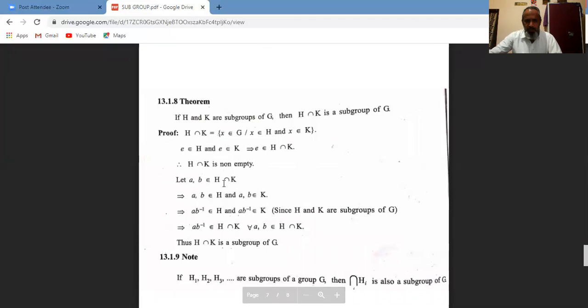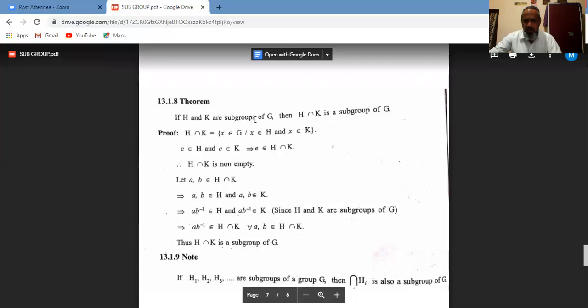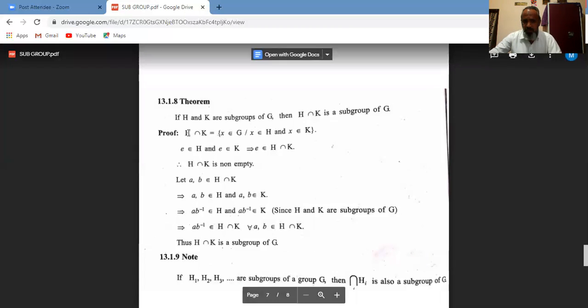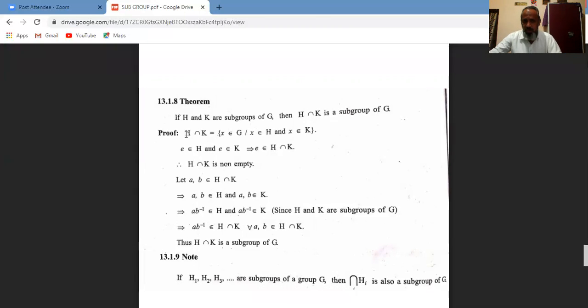Now another theorem is: if H and K are two subgroups of a group G, then the intersection of two subgroups is again a subgroup. So this is the statement of the theorem. If H and K are subgroups of the group G, then H intersection K is also a subgroup of G. So to prove this, what is the symbol of intersection? It is the intersection of two sets.